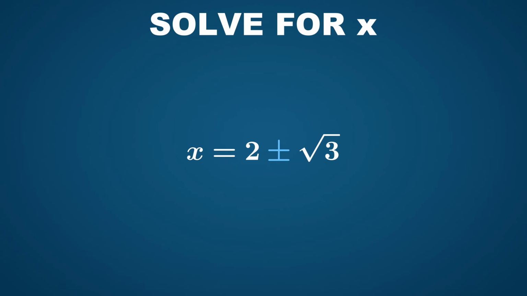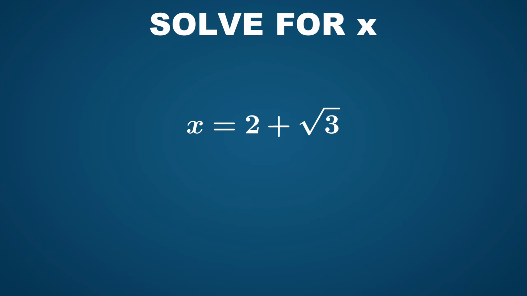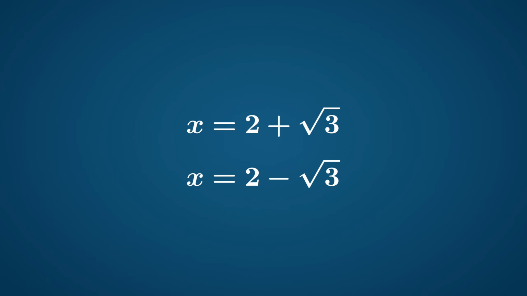The plus or minus symbol indicates that there are 2 separate and distinct values for x that satisfy the quadratic equation. We must evaluate both paths. The first path uses the plus sign. This gives us our first value for x, which is x equals 2 plus the square root of 3. The second path uses the minus sign. This gives us our second value for x, which is x equals 2 minus the square root of 3.